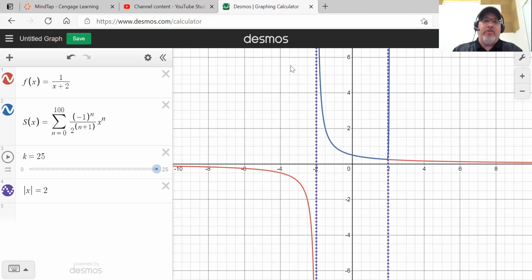All right, so I just wanted to give you the quick visual that we can represent the rational function 1 over x plus 2 with that series and get a closer approximation over the interval of convergence, which in this case was between -2 and 2, by simply letting the power, the upper limit of the sum, go higher and higher and higher.